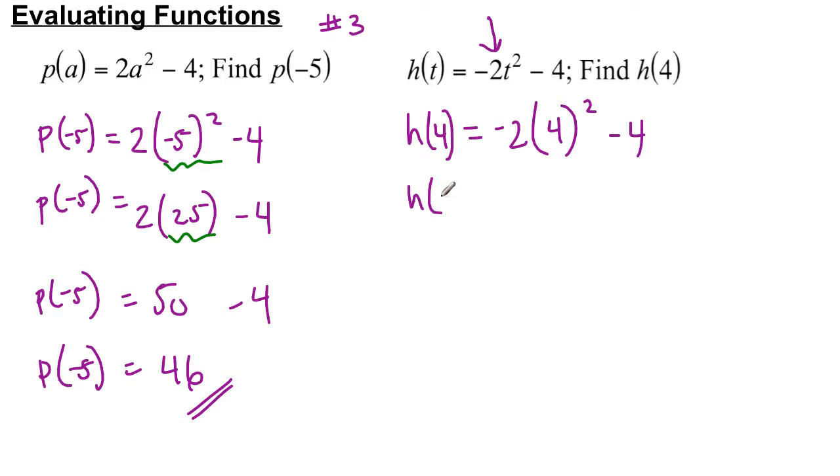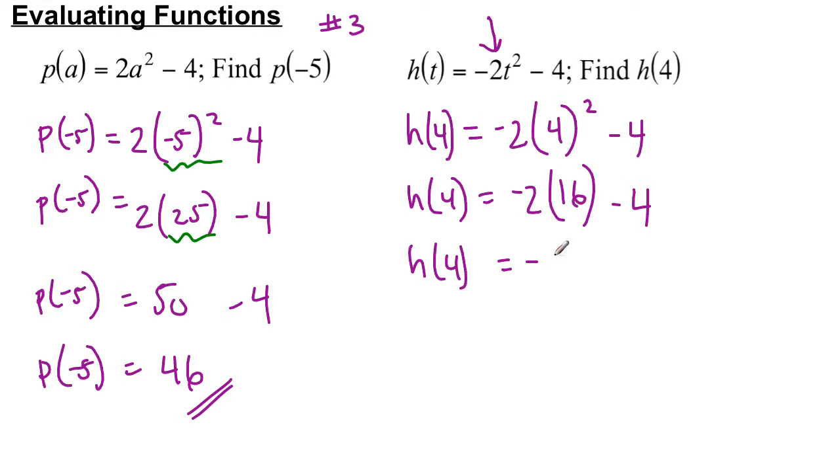So then we get h of 4 is equal to negative 2, times 4 squared, which is 16, minus 4. So that gives us h of 4 is equal to negative 2 times 16, which is negative 32, minus 4. And so our final answer for h of 4 is negative 32 minus 4, or negative 36.